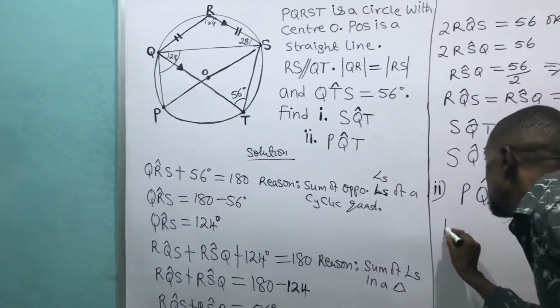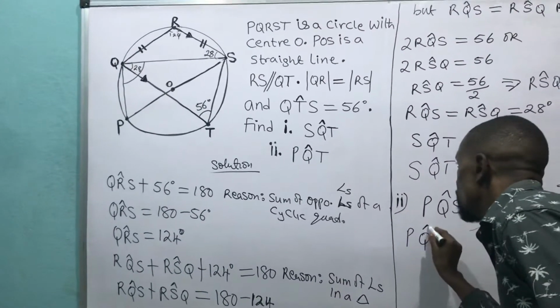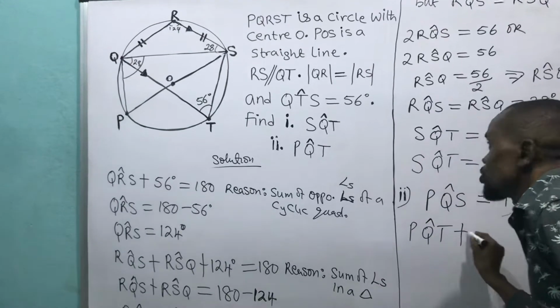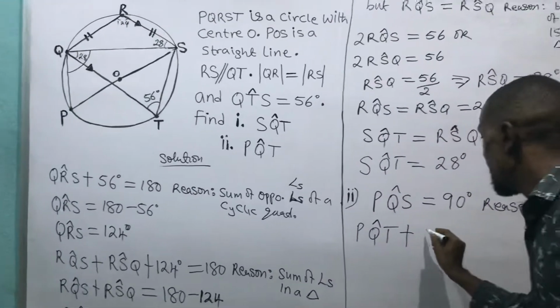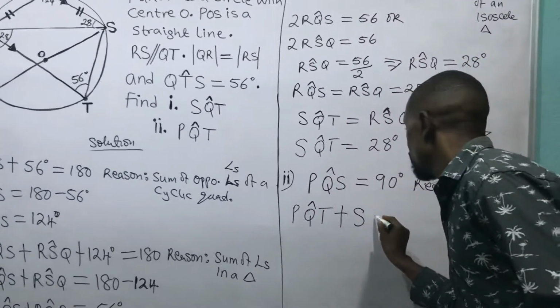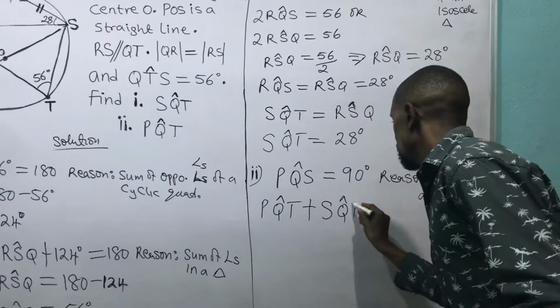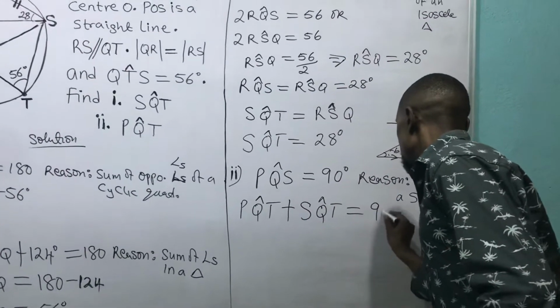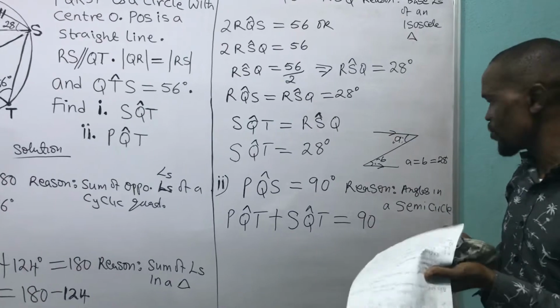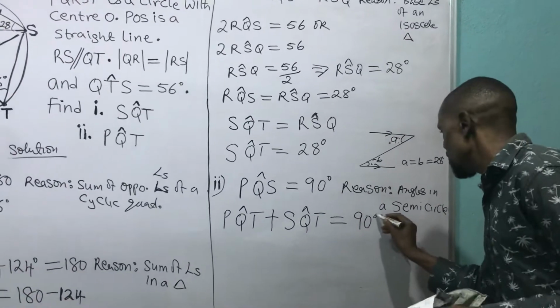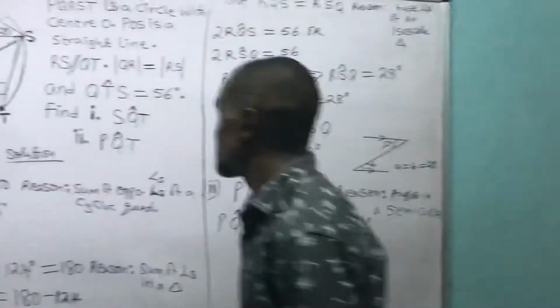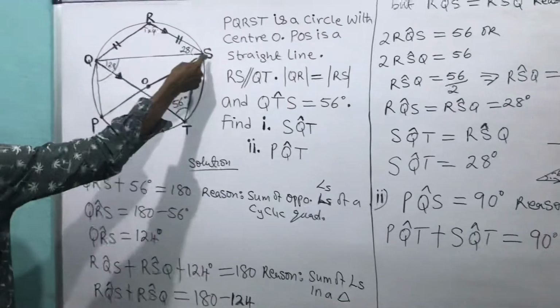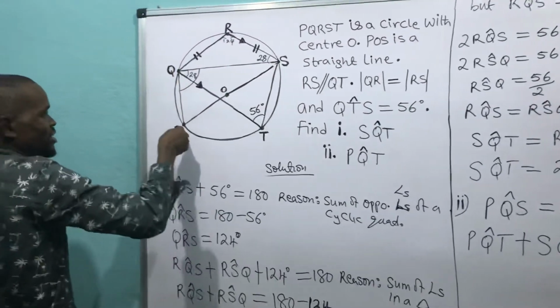I can say that angle PQT plus angle XQT is equal to 90. Do you agree with me? 90 degrees. Do you agree with me that it's 90 degrees? Watch it here. This angle to this is 90.